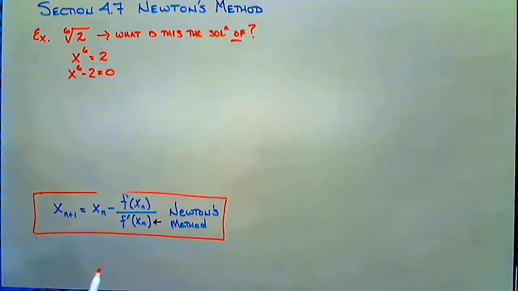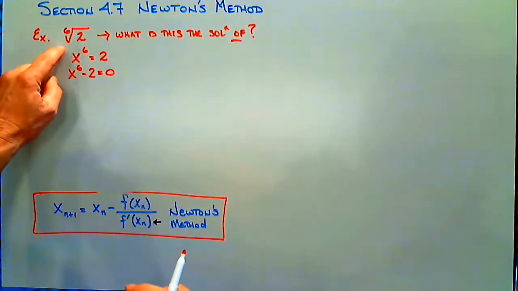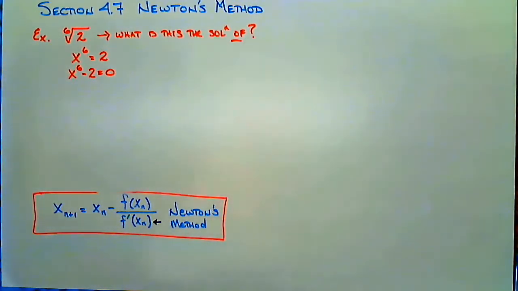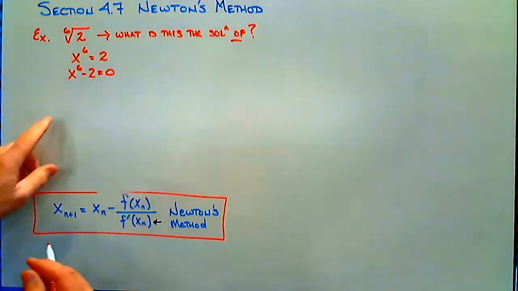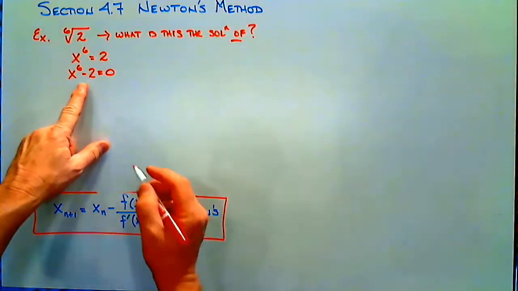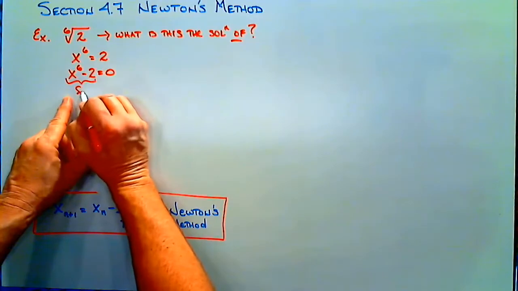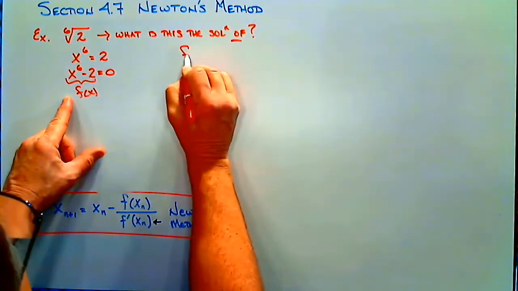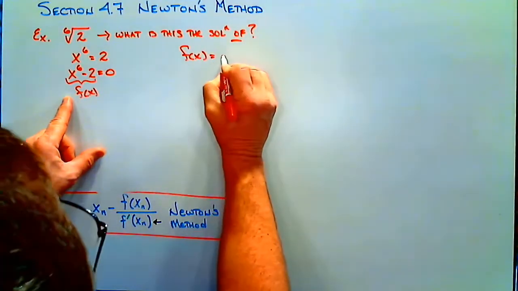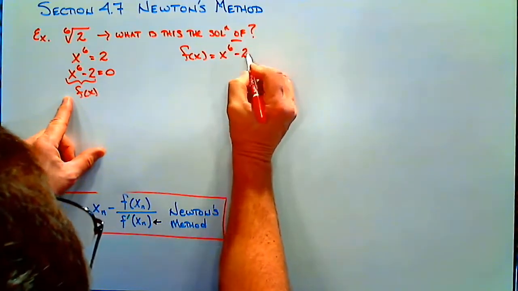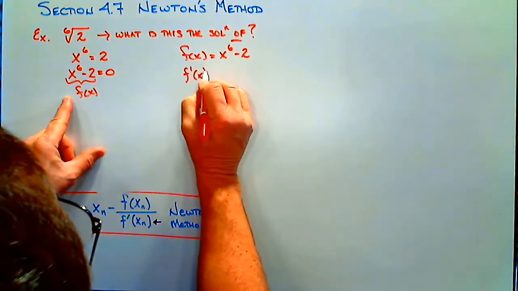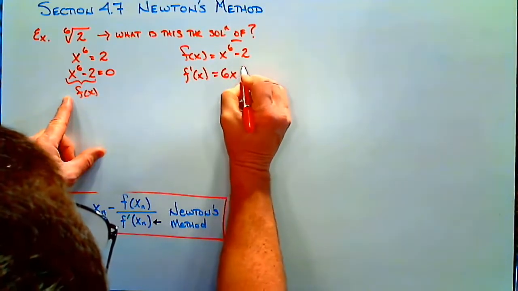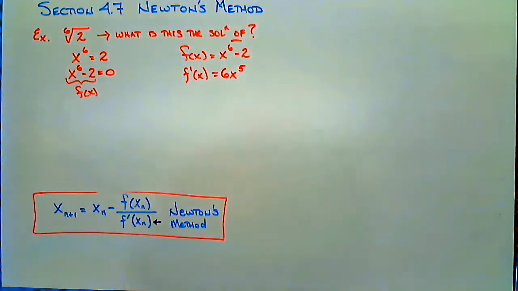So that's the first step when they give us a problem like this and ask us to use Newton's method to estimate that. We need to know what my function is. So this is going to be my f of x. Now, off to the side, we know f of x is x to the 6th minus 2. We know the derivative of that, of course, is going to be 6x to the 5th. Now, if we just put that into Newton's method, right?